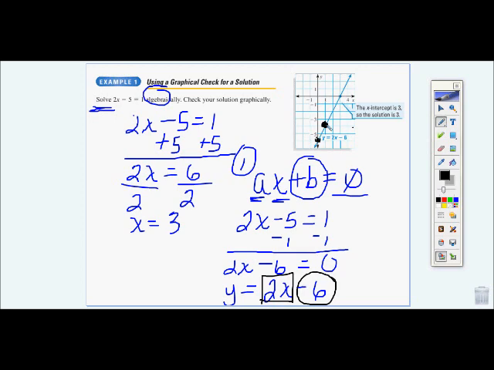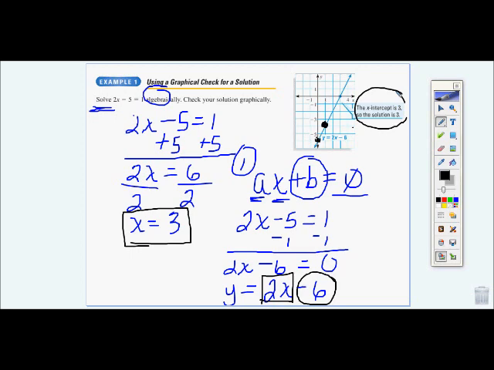And then I can go ahead and check that solution, because if it is true, I should have an x-intercept at 3. And you can see the x-intercept is 3, so the solution 3 is correct.